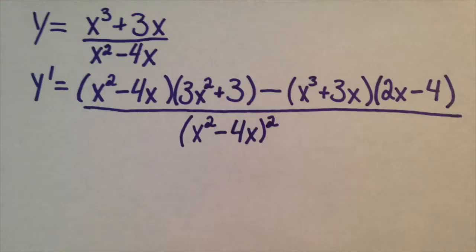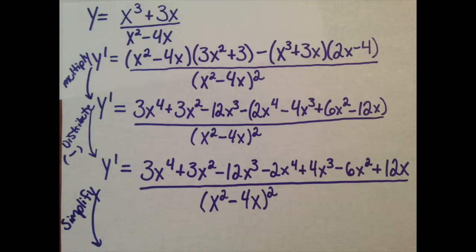y prime equals quantity x squared minus 4x times quantity 3x squared plus 3 minus quantity of x cubed plus 3x times the quantity 2x minus 4, all over the quantity x squared minus 4x, squared. Now you just have to simplify using your algebra skills that you should have learned in 8th or 9th grade if you weren't too busy living in a van down by the river.